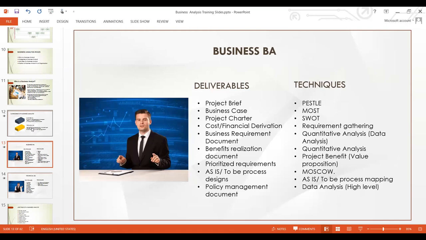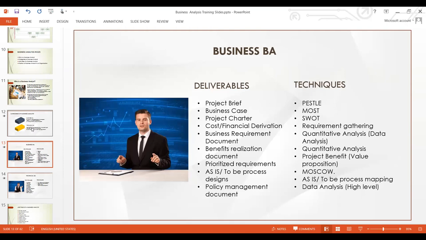Then project benefits, that is value proposition. Then we have MoSCoW analysis. These are the techniques we are going to use for prioritizing our requirements. Then we have as-is and to-be process mapping. We're still going to look at that process map. We've seen how it works, but we're going to look at it in detail.